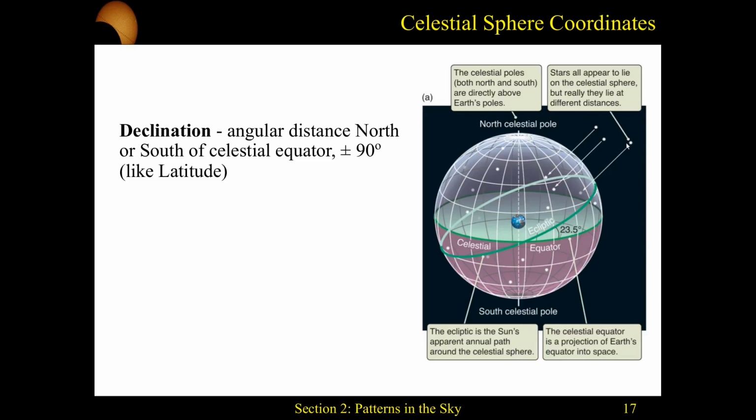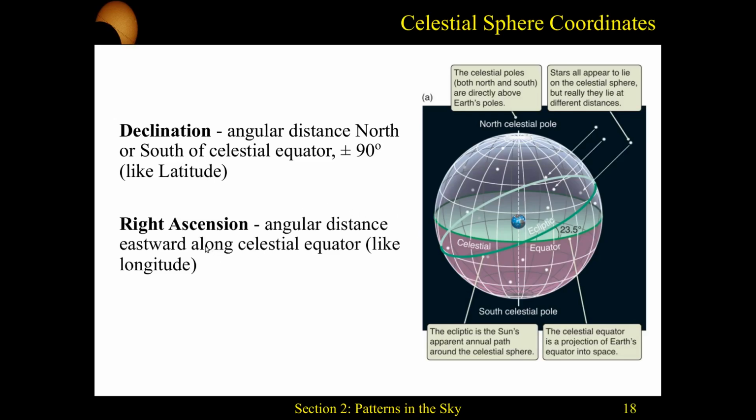Alright, now let's talk about coordinates on our sphere. We've got declination and right ascension. So we use these instead of latitudes and longitudes on Earth. Measuring declination, we start from the equator and measure positive angles towards the North Pole.